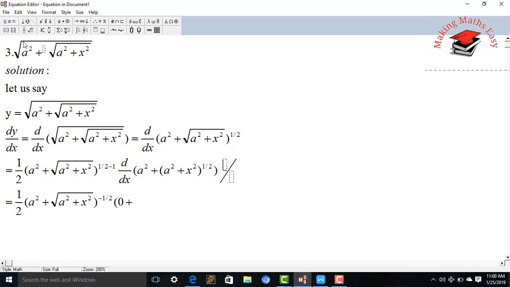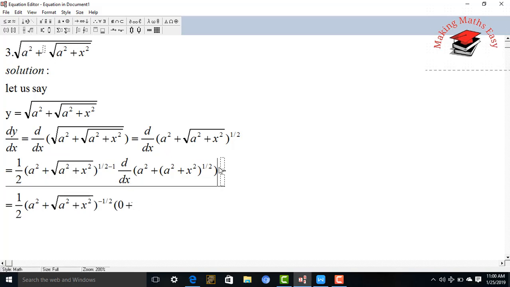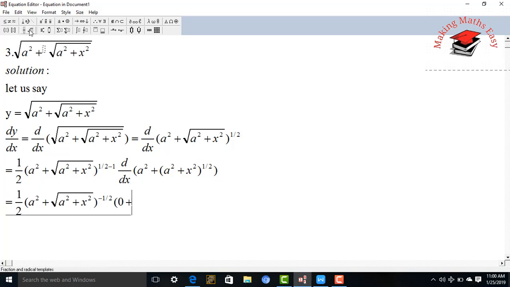So my dy by dx of this function will be equal to, taking the derivative of the function, a square plus x square to the power 1 by 2, means n into x raised to n minus 1, which will be equal to a square plus x square raised to 1 by 2 minus 1, which is equal to minus 1 by 2.